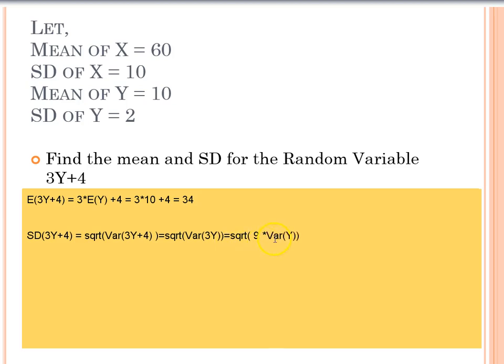And because these are multiplied together, we can square root them individually. So the square root of 9 is 3, and the square root of the variance is just the standard deviation of y. So remember that the standard deviation of y is the square root of the variance. That is its definition. We're given the standard deviation of y in the problem. That's just 2, and so 3 times 2 is 6, and that's our final answer.